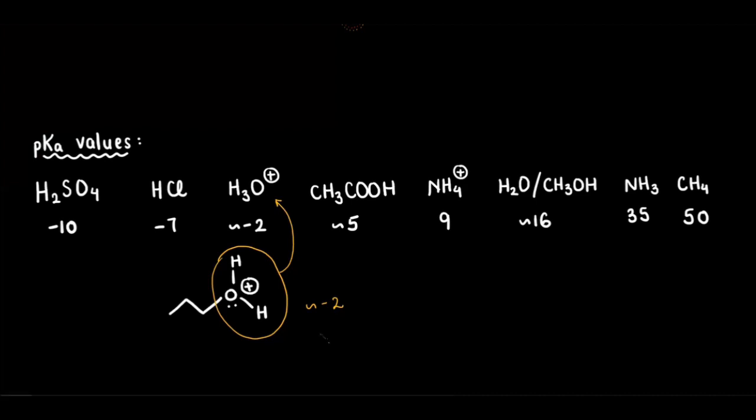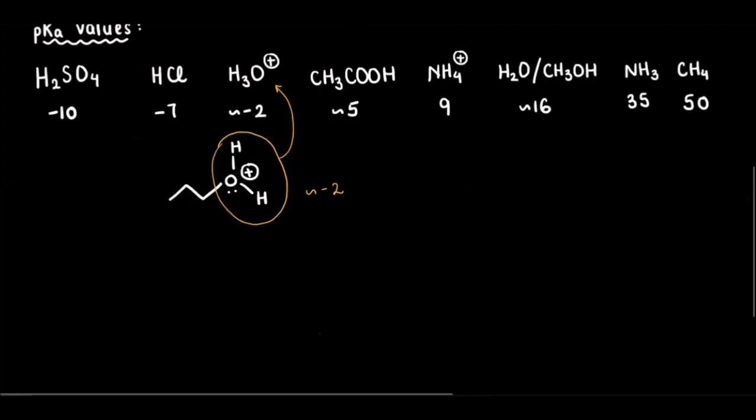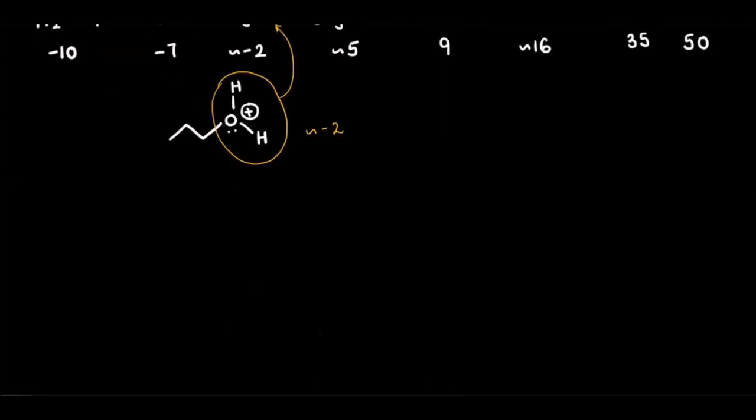Now, we will be going over the conditions which we see when we predict the base strength. There are three conditions. First is resonance. Whenever you have a molecule that can undergo resonance, it would be a weaker base because the charge can get distributed over the molecule and there would be less charge per unit area.